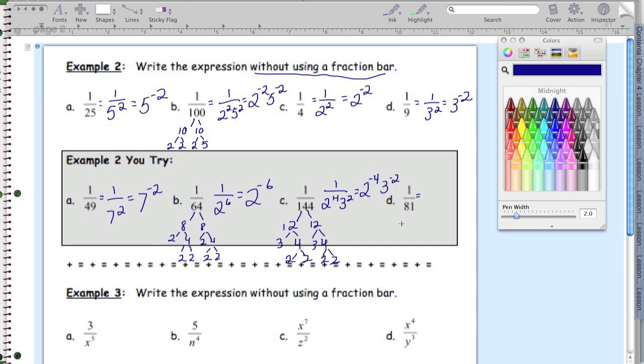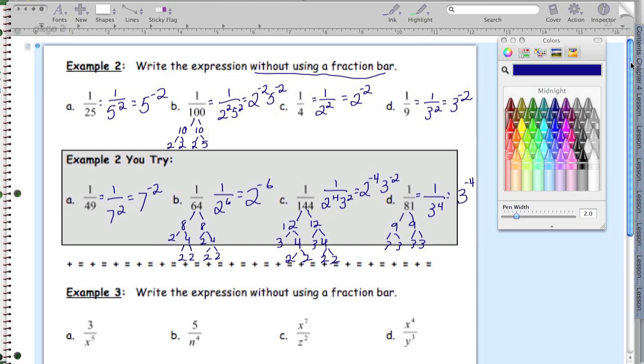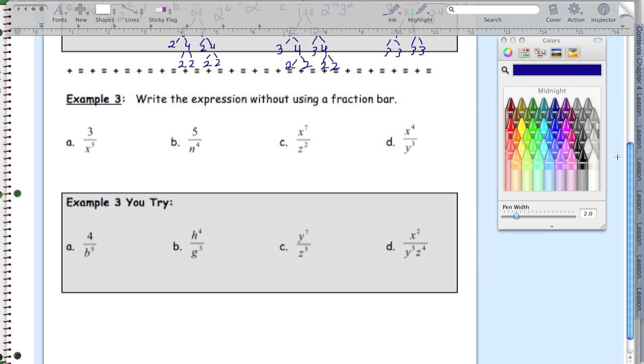Last one is 81, which is 9 and 9, or 3 and 3. So 81 is really 1 over 3 to the 4th. 3 to the 4th, to bring it to the numerator, is 3 to the negative 4th. And there you have it. They're exactly the same thing. A little bit more and we're done.